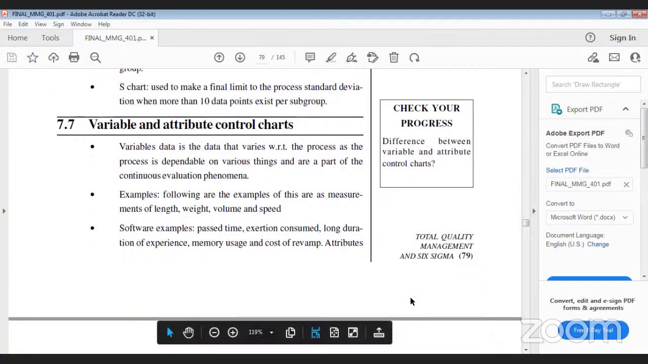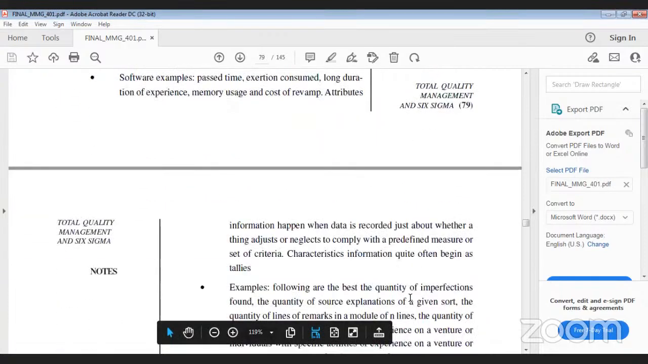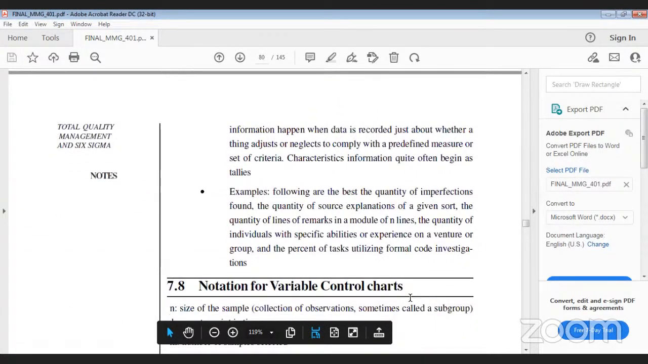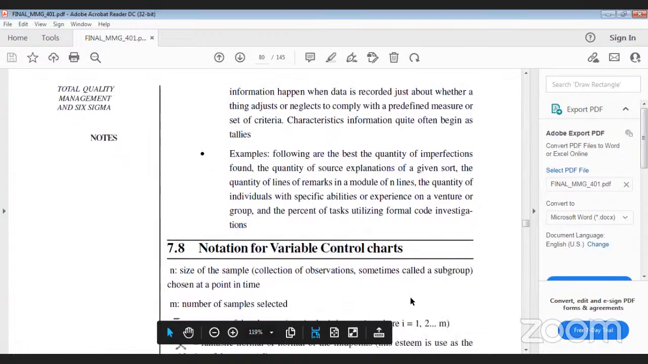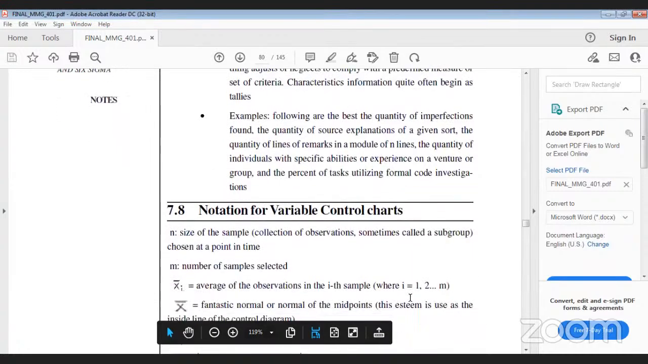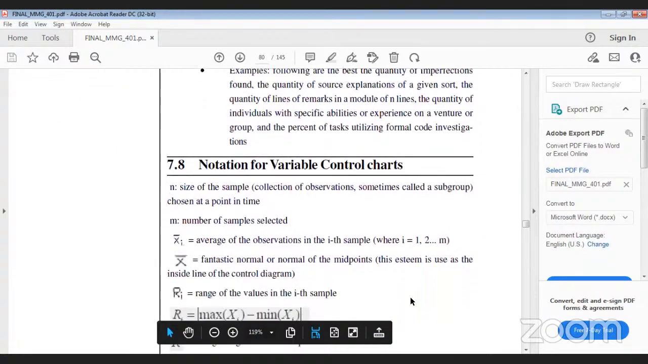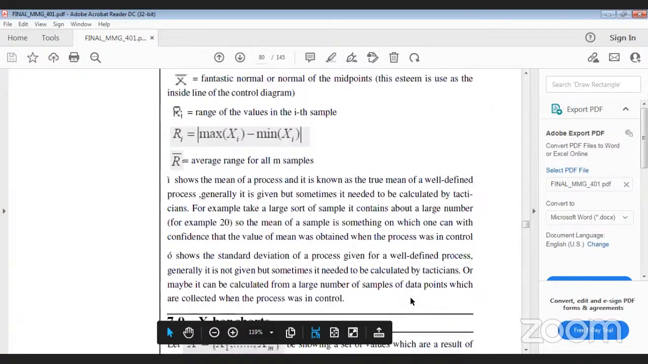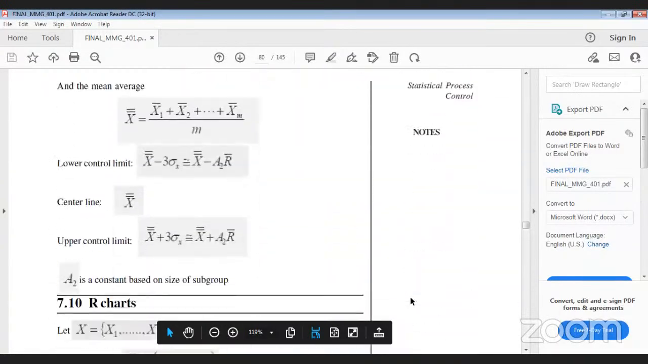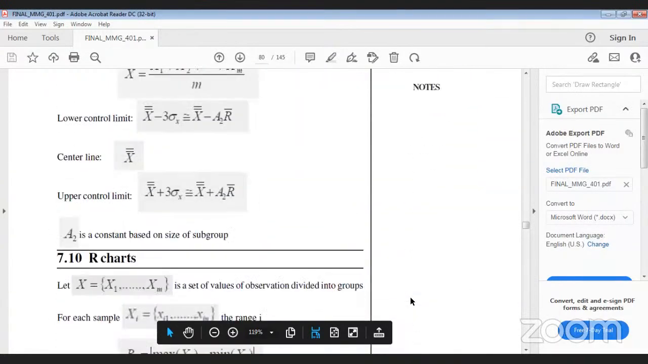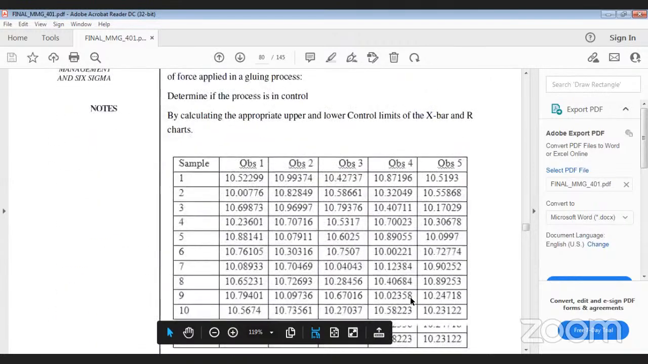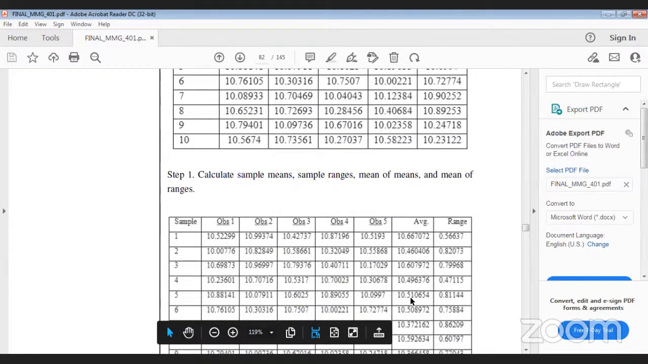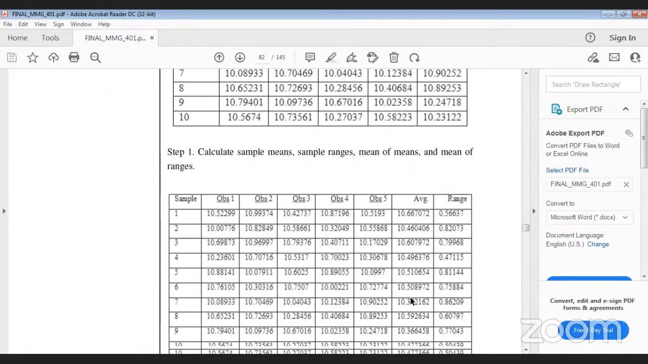There are attributes control charts, and there are notations of the variable control charts. There are also the X bar, X bar 1, ranges, and matrix charts. There are some points given here, with the highest upper limit and lower limit, and the difference between them.